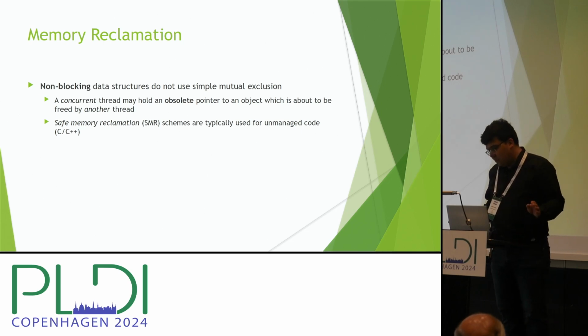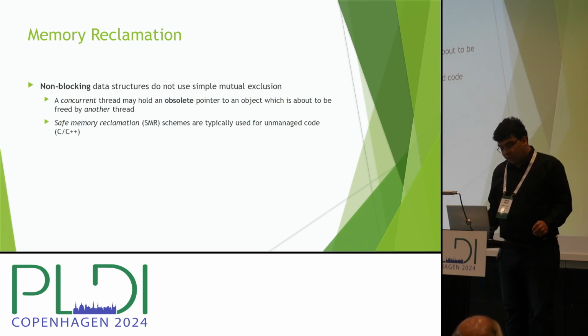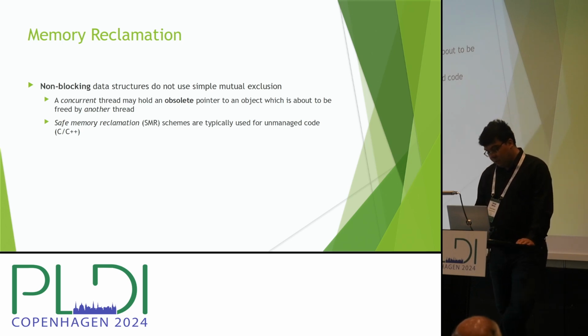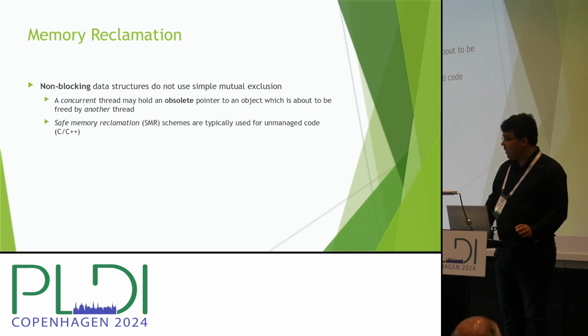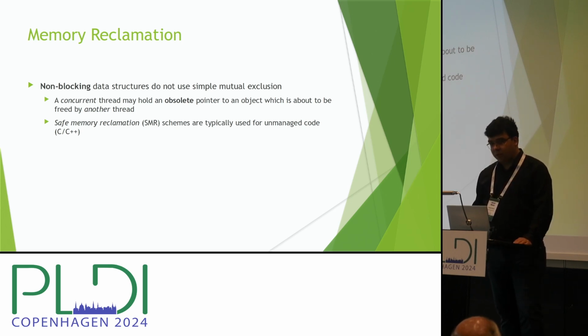Non-blocking data structures are something you have probably heard about, right? They have gained more traction and popularity because typically they provide better scalability, better latency guarantees, and stricter theoretical guarantees. With non-blocking data structures, we don't actually use mutual exclusion. That means a concurrent thread may hold a pointer to an object which is about to be deleted. So basically, a thread holds a stale pointer. We have to deal with this situation very carefully.